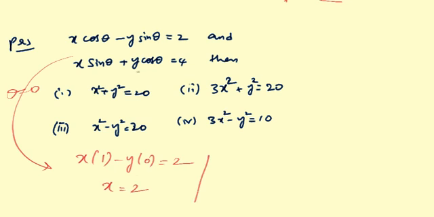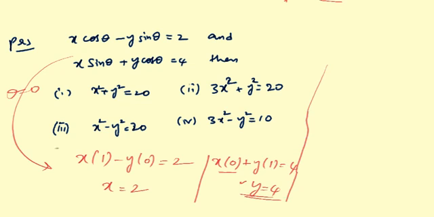In the second equation, friends, this is given as x sin theta plus y cos theta. x sin 0 is nothing but 0, and y cos 0 is y into 1, that is nothing but 4. So the total is 0 plus y into 1, which is y, and y is nothing but 4. So friends, try to substitute in each and every option, and it will give our answer. So try the first option.